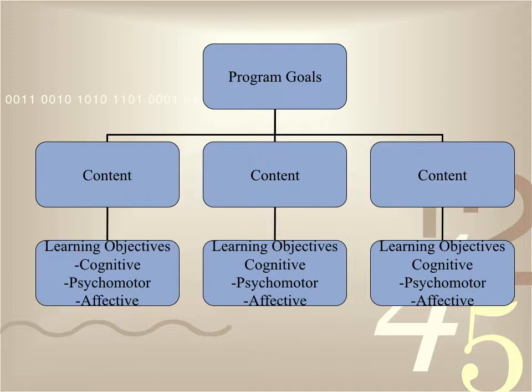Cognitive, again, is the mental capacity, the knowledge of the material. Psychomotor is the skill, and that's typically where we spend most of our time in PE. And the affective is the attitude of our students towards that particular area. We spend most of our time, as I said earlier, in the psychomotor. We spend some time in cognitive and probably not enough time in the affective domain.